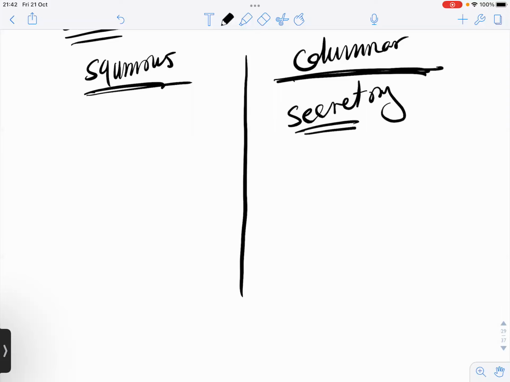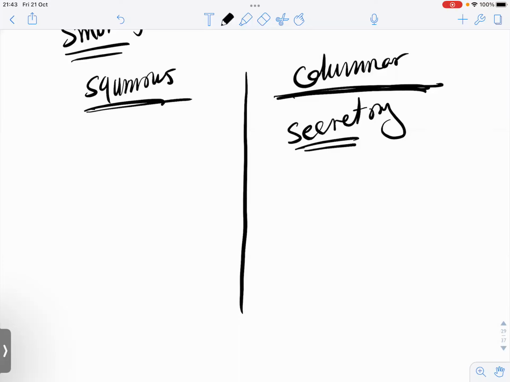tissue. What does secretory mean? Columnar can secrete mucin, mucus. So when I ask you where columnar epithelium is located inside your body, search for mucus tissue inside your body. Where do you have mucus tissue? In the bronchus. Why do we have mucus inside the bronchus? Because maybe you can inhale some bacteria or dust. So the mucus inside your bronchus protects the bronchi. So the epithelial tissue inside the bronchi is columnar.